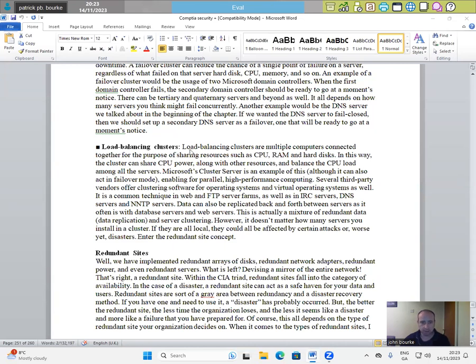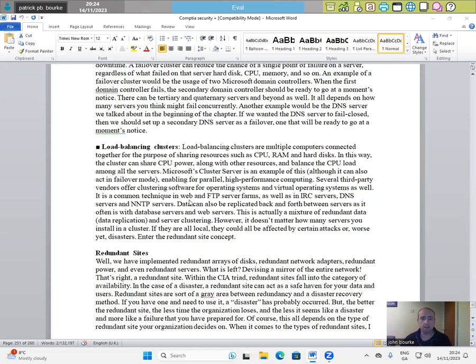Load balancing clusters. Load balancing clusters are multiple computers connected together for the purpose of sharing resources such as CPU, RAM, and hard disks. In this way, the cluster can share CPU power along with other resources and balance the CPU load among all the servers. Microsoft's cluster server is an example of this, although it can also act in failover mode, enabling parallel high-performance computing. Several third-party vendors offer clustering software for operating systems and virtual operating systems as well.